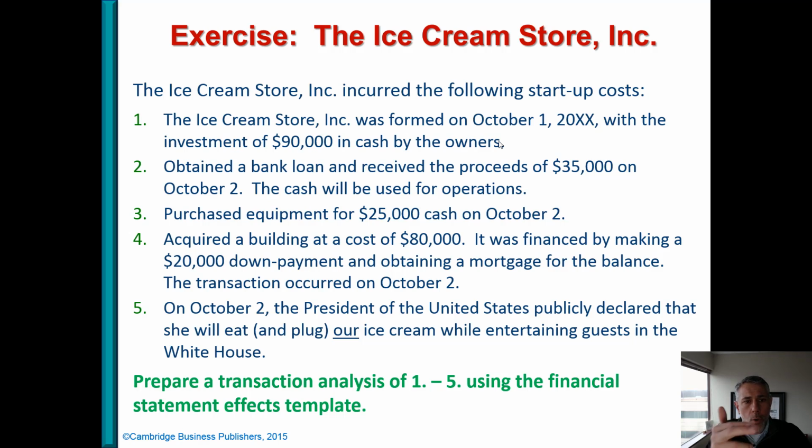You can go through 1, 2, 3, 4, 5 transactions here using that financial statement effects template and begin to sketch out the balance sheet and subsequently income statement for the ice cream store. That's what this exercise walks us through as we prepare these transactions. And I want you to take a crack at that on your own using that financial statement effects template. And just give me some feedback on how it goes.